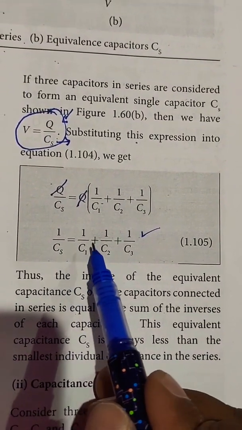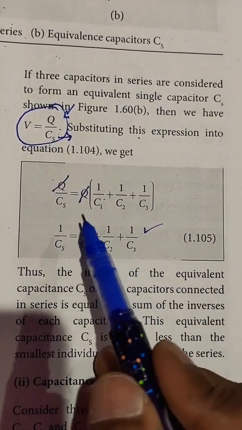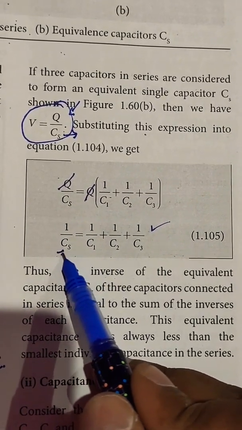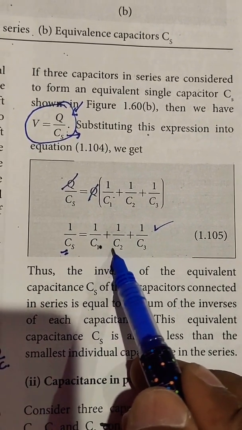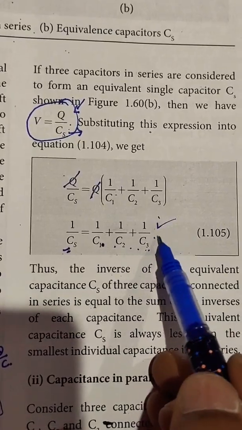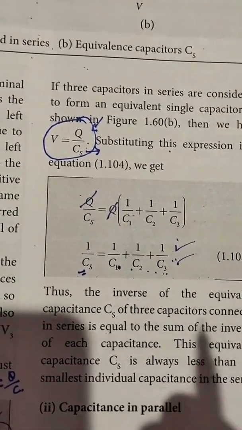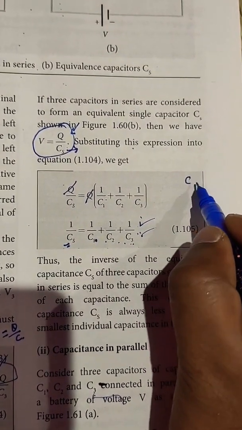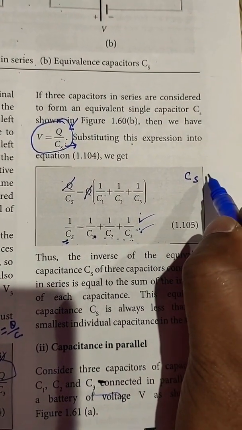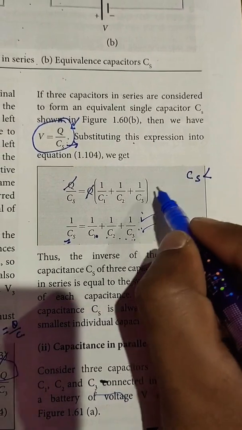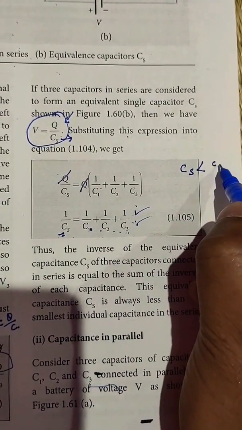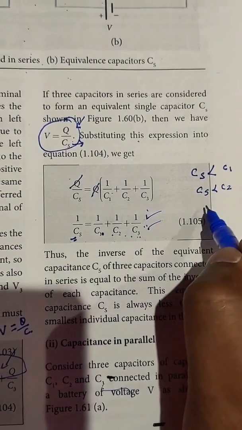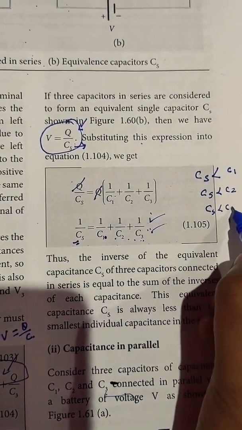which tells us that the inverse of the equivalent capacitance of capacitors connected in series is equal to the sum of the reciprocals of the individual capacitances. Another thing: the equivalent capacitance Cs is always less than the smallest individual capacitance, so Cs is less than C1, Cs less than C2, and Cs less than C3.